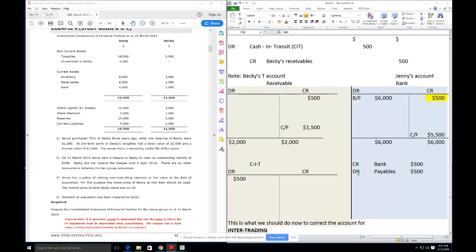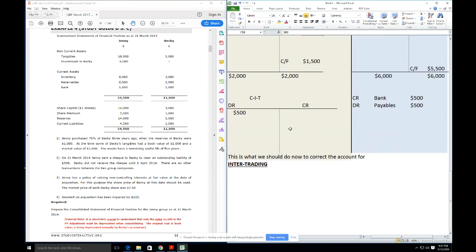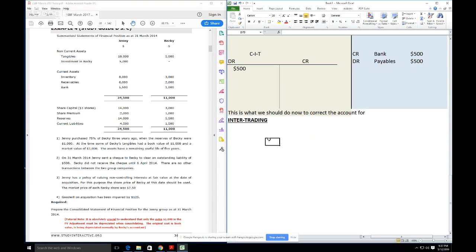So those are the two adjustments we have. That would lead us now to net assets. So we do our net assets. Net assets at fair value of subsidiary at date of acquisition, consolidation.